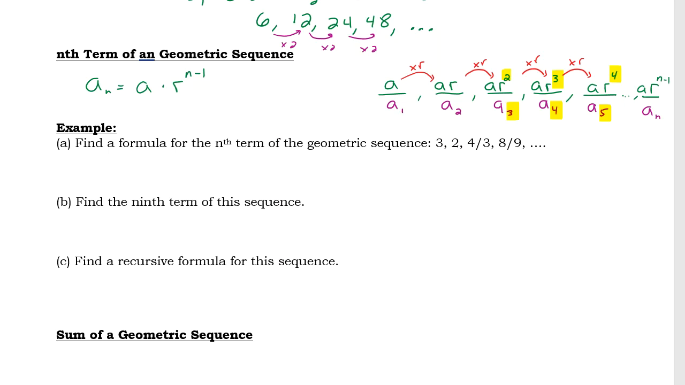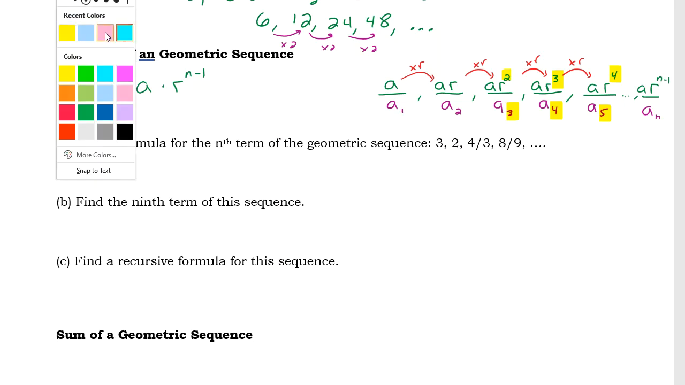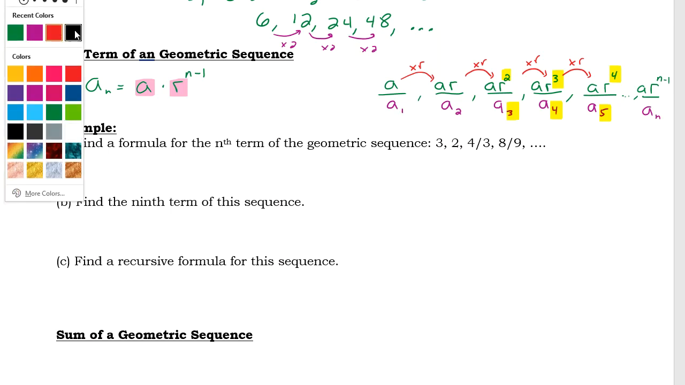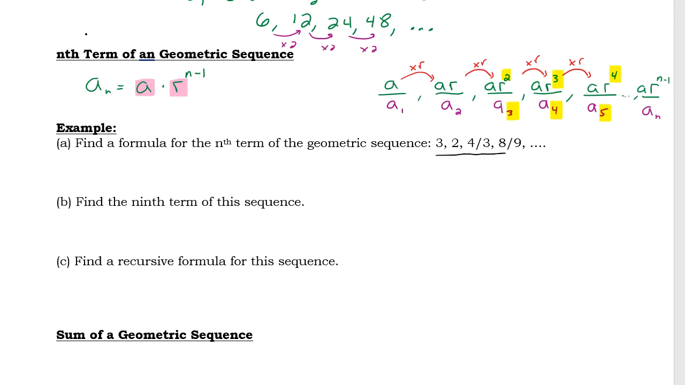So the two things that we need to know in order to write a formula are the first term and the common ratio. So let's take a look at this example here. We have the sequence 3, 2, 4/3, 8/9. Is that geometric?